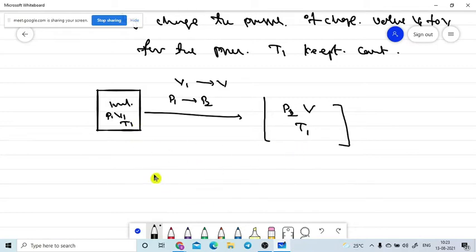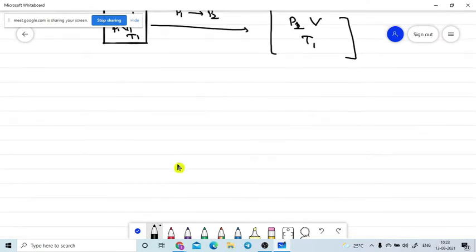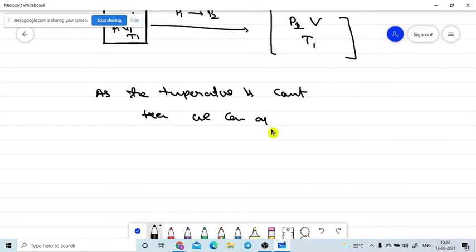Where the temperature is constant, can we apply Boyle's law? Yes, as the temperature is constant, hence we can apply Boyle's law. Boyle's law applies between two states. Boyle's law means P1 V1 = P2 V2. This is the condition we have in Boyle's law for two different states.